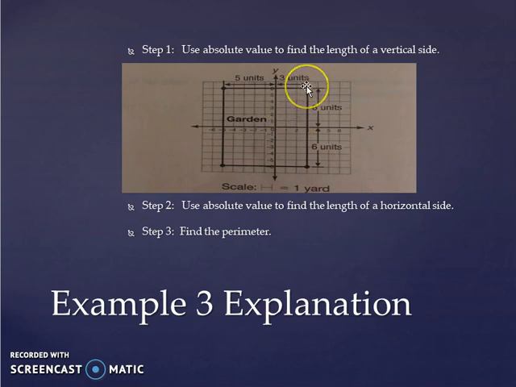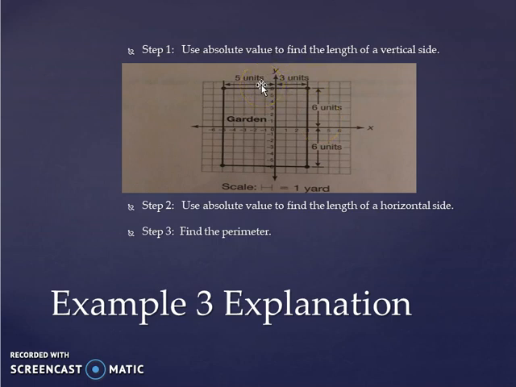And then we're going to go up here to the horizontal line that's going across here. And if I start at the y-axis, I can see that it's 3 units to the right, which is going to be a +3, so the absolute value of a +3 is 3. Here we have a -5, and the absolute value of a -5 is 5. So when we add these two together, we have 8. So we have 8 by 12.